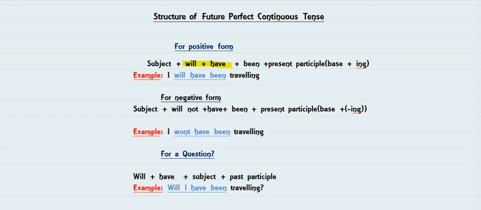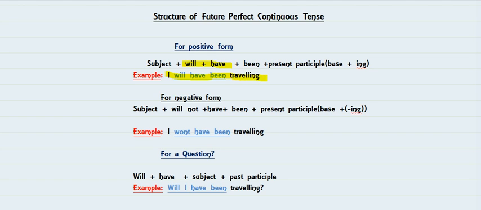Like we were doing in the future perfect tense, then we were not adding been. But now we are talking about the continuous tense, that is perfect continuous tense. So you need to add been along with will have. Let's see one example. It says, I will have been traveling.